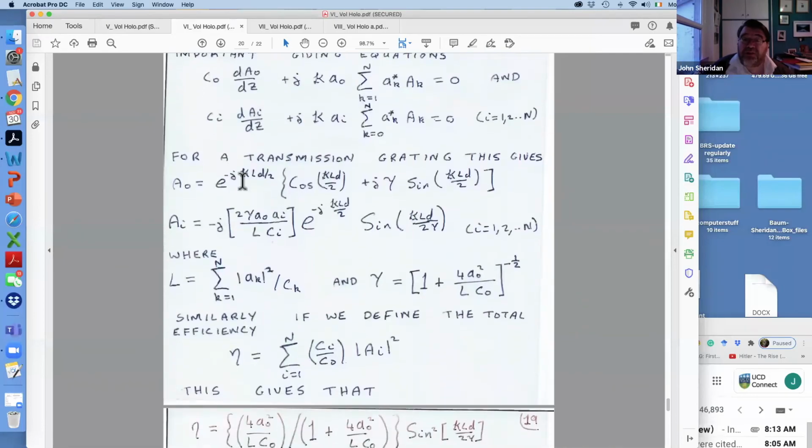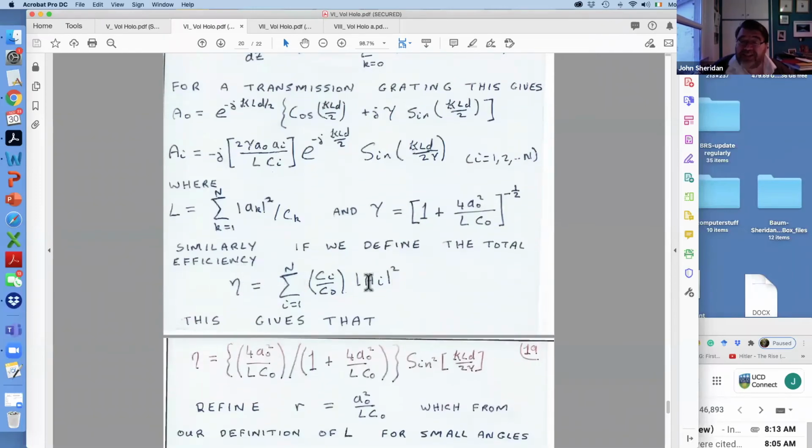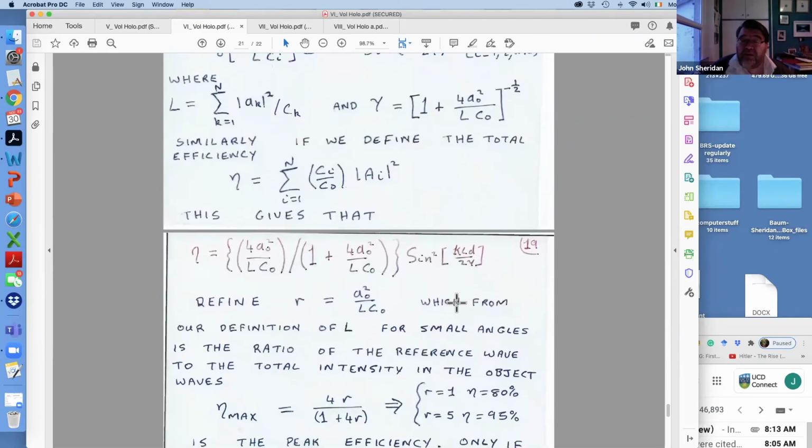And for a transmission grating, you get the A0 varying like this. And for the diffracted beams, you get them like this, in the case of sine squared. This L is the normalization type factor, and the gamma is given by this form here. So you can define a total efficiency, adding together all the diffracted beams, which is given by this form here, where R is this term.